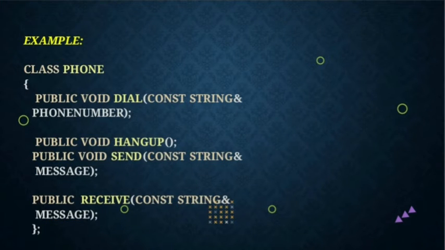In this Java program, we declared a class as Phone. In this, a public void dial was declared with a constant string number. Then a public void was declared as hangUp and send with a constant string message. And then finally, we declared a public receive with a constant string message.